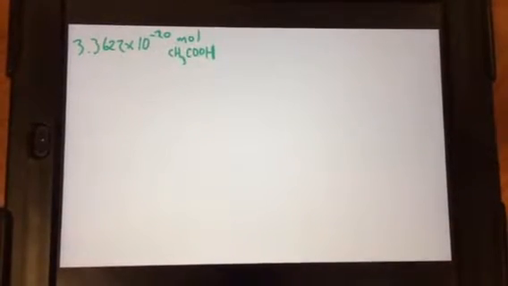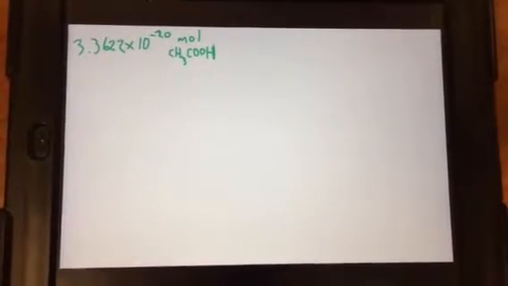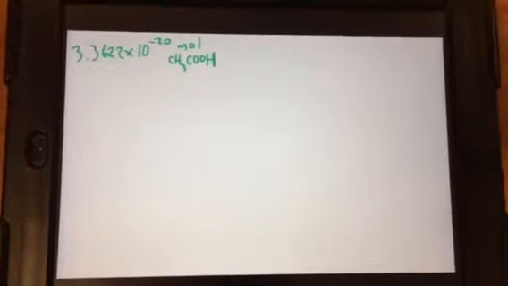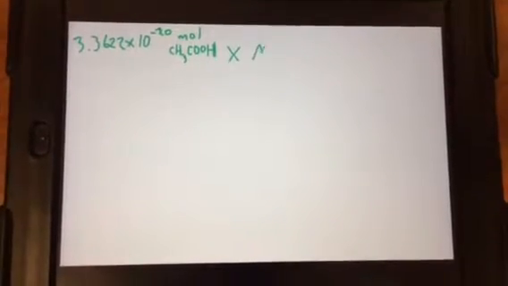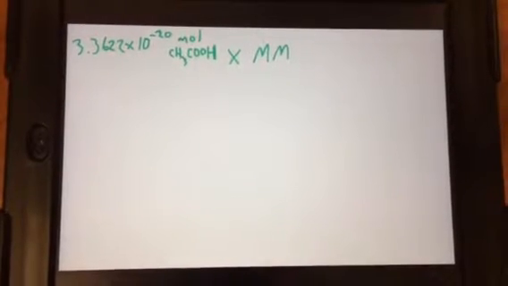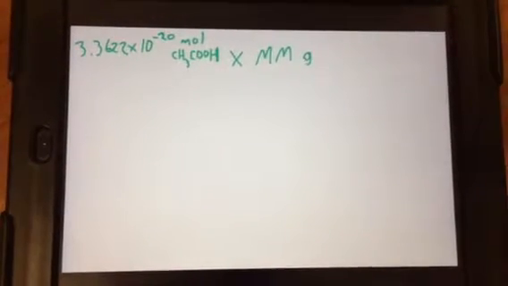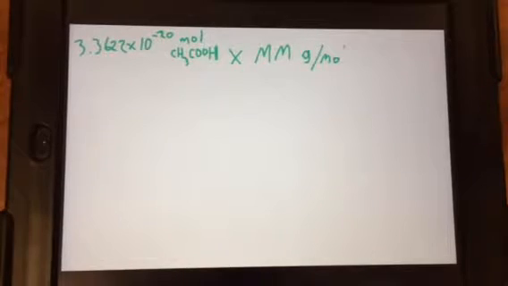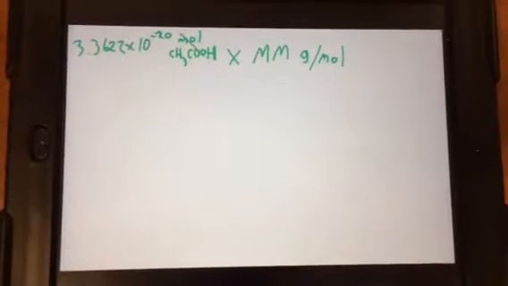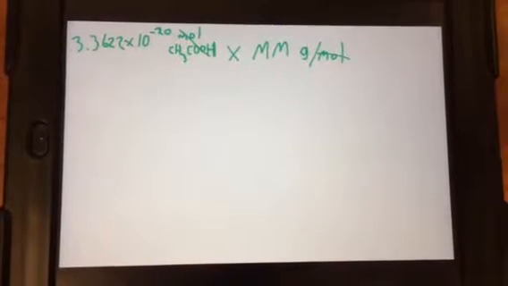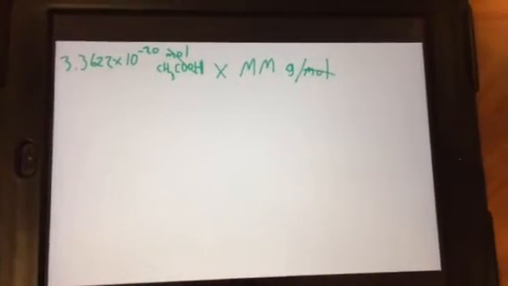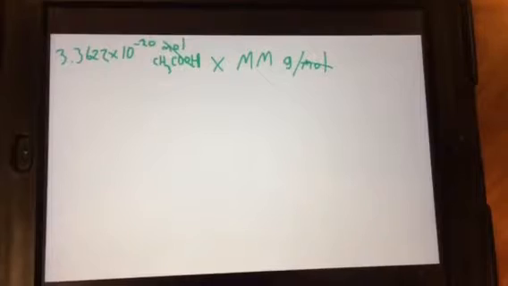So now we have moles of acetic acid, and we need to convert those into grams of acetic acid. In order to do this, we will multiply by the molar mass of acetic acid, which will have a unit of grams per mole. And again, you'll see that moles and moles will cancel out, which will leave us with grams of acetic acid, which is the final unit that we'll need to complete the problem.